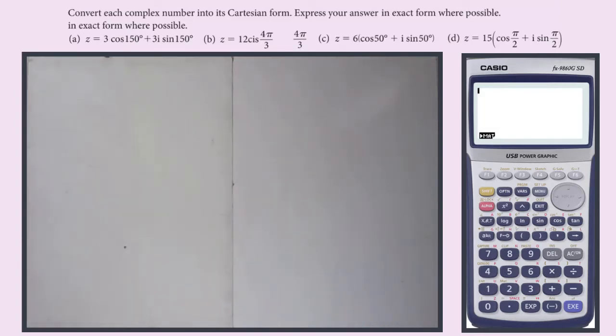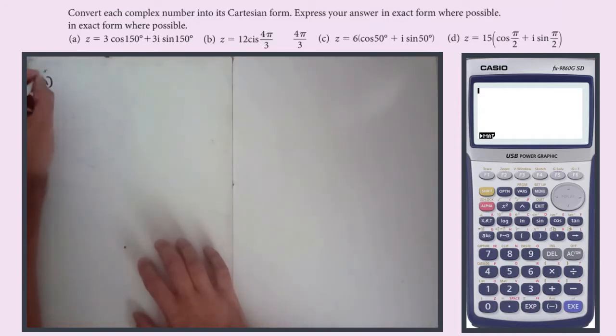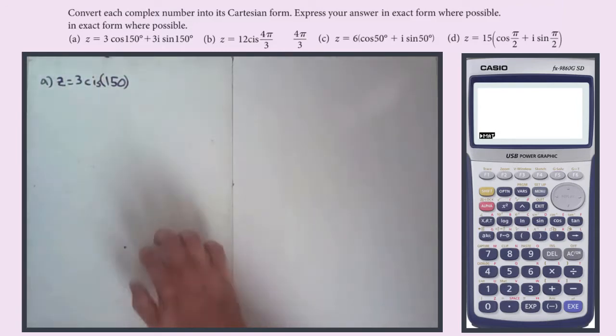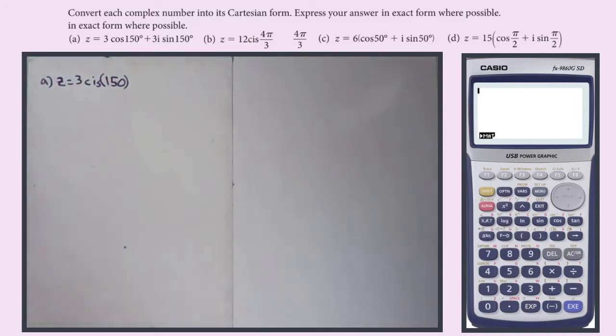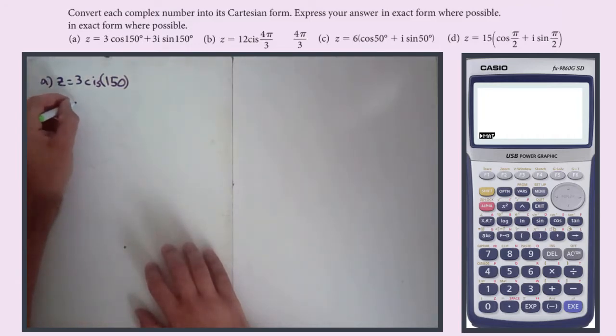Part A, z equals 3 cos 150 plus 3i sine 150. Okay, so part A, I'm just going to write that down as z equals, I'm going to pull a 3 out, 3 cis 150. Right, 3 cos 150 plus 3i sine 150. So we're going to need to find cos 150 and sine 150. So let's draw a nice little circle, find 150.